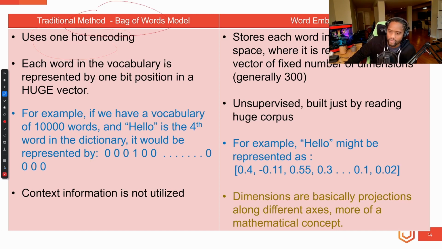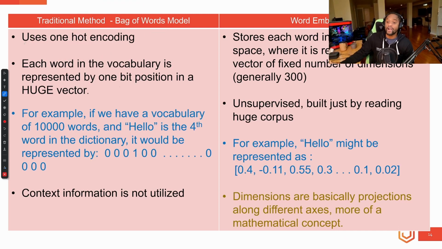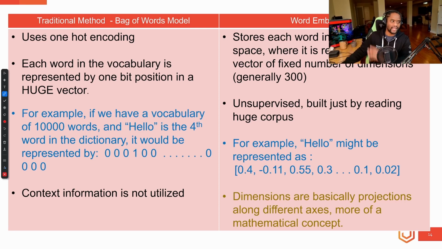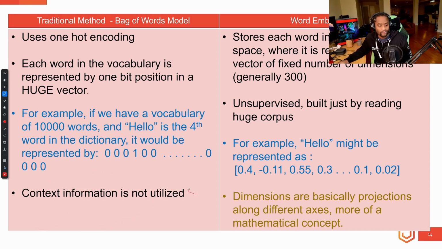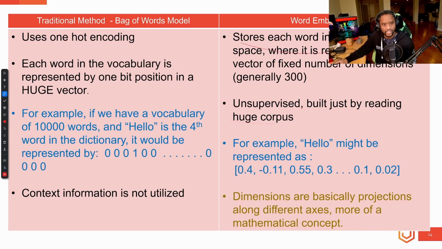Okay. And really, this is the summary, right? The traditional method was the bag of words model. One-hot encoding is bag of words. We'll talk more about bag of words, just hold that thought. Each word in the vocabulary is represented by one position in a huge vector. We know this. This is just a summary slide. Context information is not utilized. Not great. And then word embeddings give us all this goodness. Unsupervised, built by just reading a huge corpus, it stores each word as a point in space, latent space.